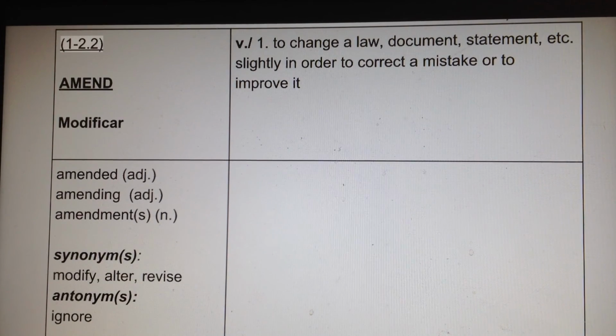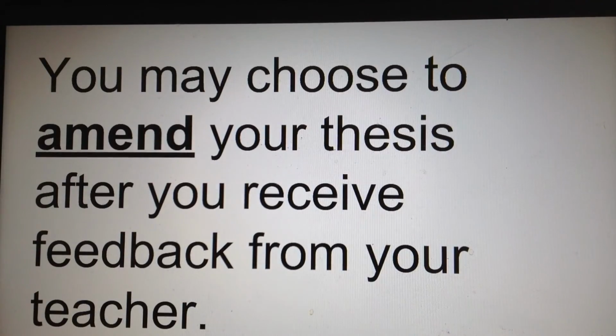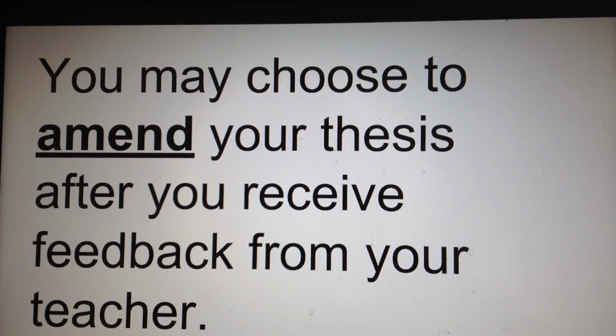Okay, maybe your teacher says, oh, here are some ideas with your thesis statement, and you, instead of amending, you choose to ignore it. You don't do it. And that is your academic word of the day for today.